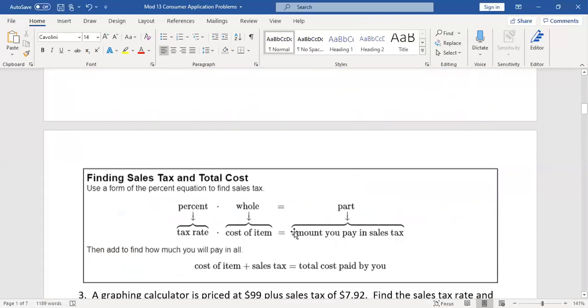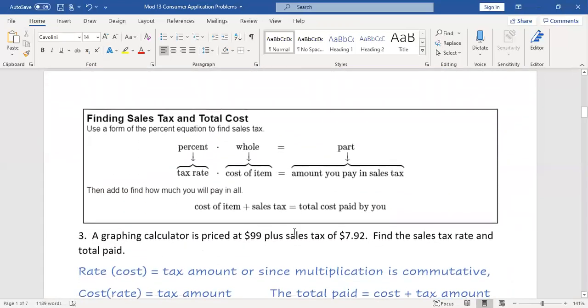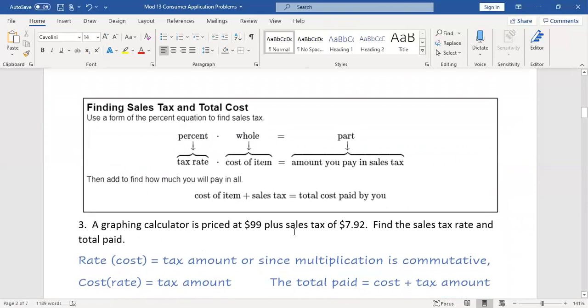Now let's move on to finding sales tax and total cost. For this particular situation, we also have a formula. We have our tax rate or percent times the whole or the cost of the item to give us our tax amount, which is our part. And then whatever tax amount we have, we add that to the cost of the item to determine the amount that we actually have to pay or owe.